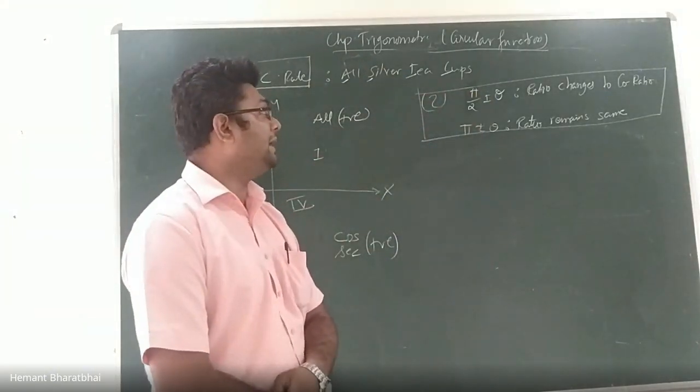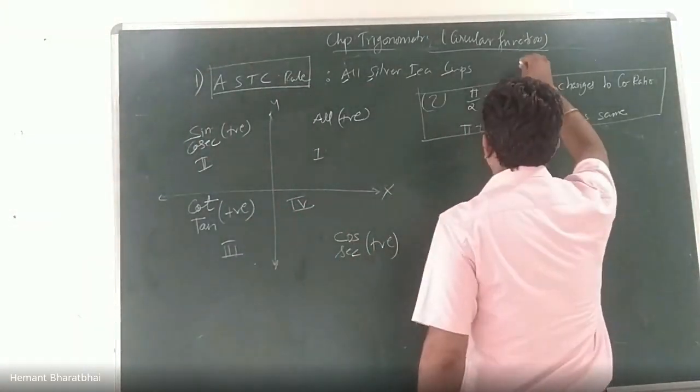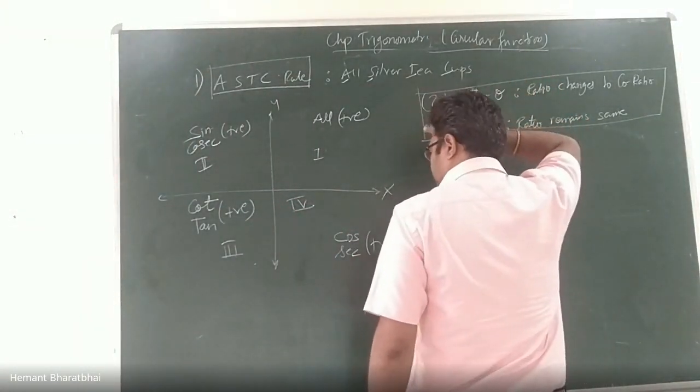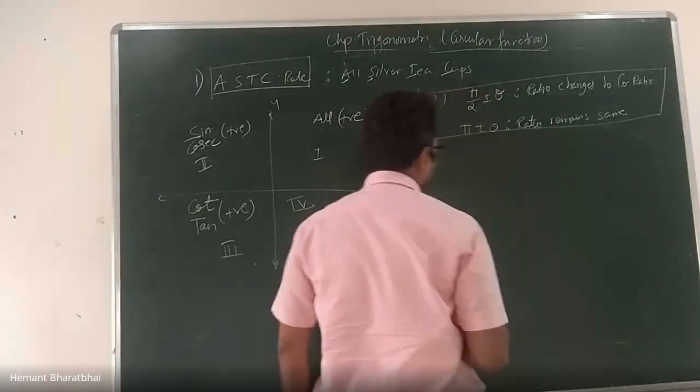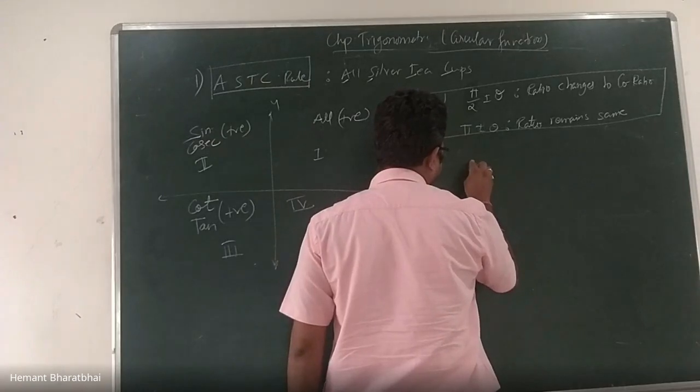So when I'm saying pi by 2 plus or minus theta, pi by 2 means how much? 90 degrees. It is measured in radians. I hope you know what a radian is. If you don't know, I'll just give a simple introduction.